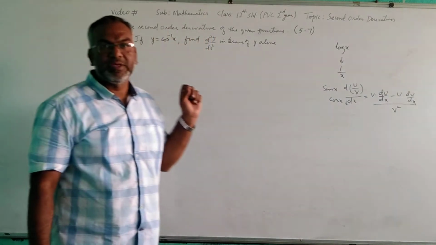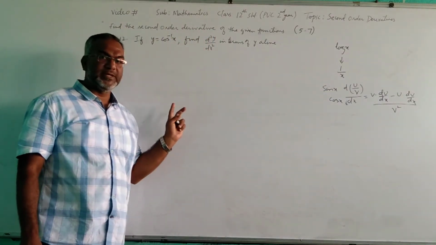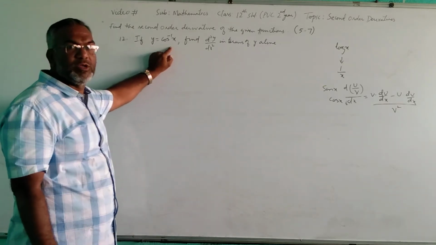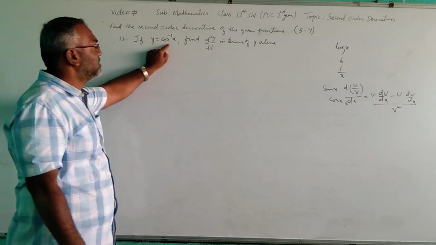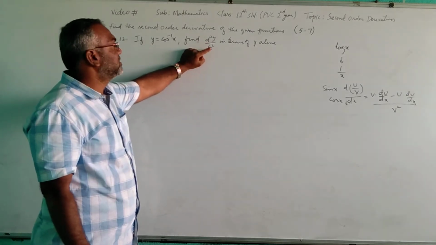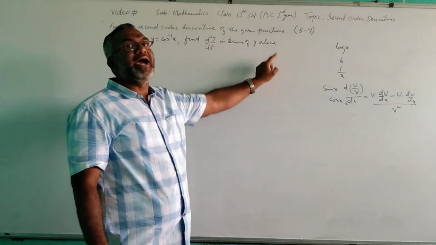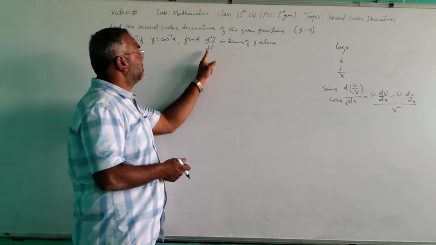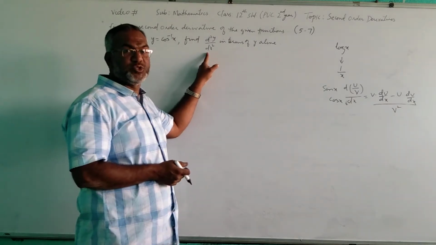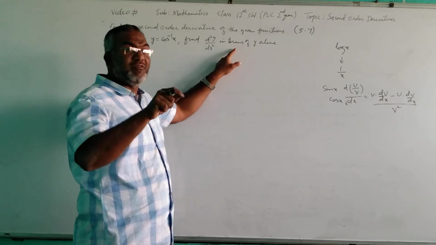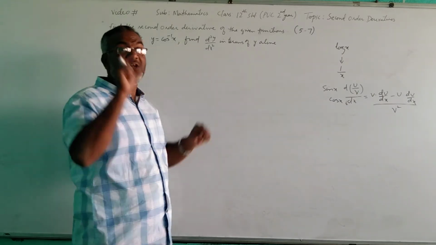Question number 12. We are ready with the next question. Question number 12 is, if y is equal to cos inverse x, find d square y by dx square in terms of y alone. We have to find the second order derivative d square y by dx square, but there is a condition. What is that? That d square y by dx square must have only y variable.